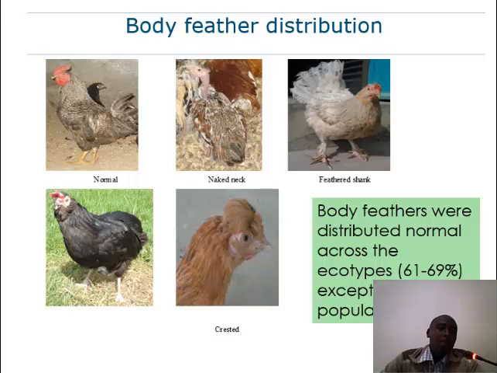Whereas the body feather distribution was dominated by the normal feathered chicken, consisting of between 61 to 69%, except in one ecotype. In the Kakamega ecotype, the naked neck and the normal feathered chicken shared almost equal percentages.